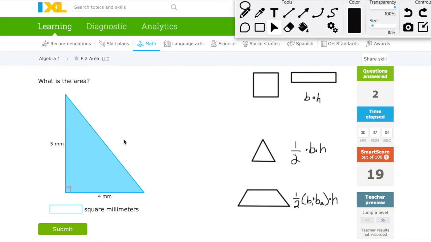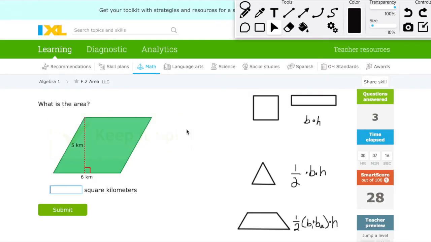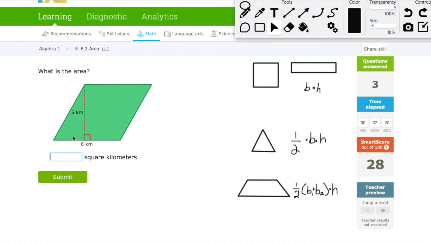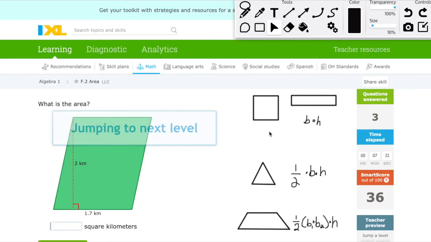We have another triangle, so 1/2 times base times height. Well, 5 times 4, we can do this part first, is 20 times 1/2 would be 10. See if we need to jump up a level. Okay, this is another four-sided shape, even though it doesn't look like our pictures, because this base and this are the same, you would use this formula, just so you guys know that top one. All right, let's jump a level.